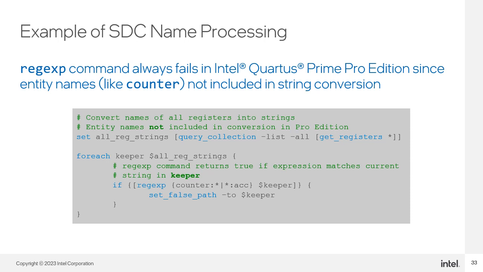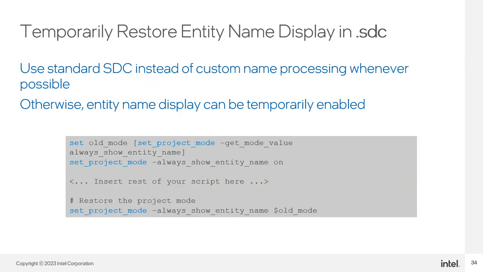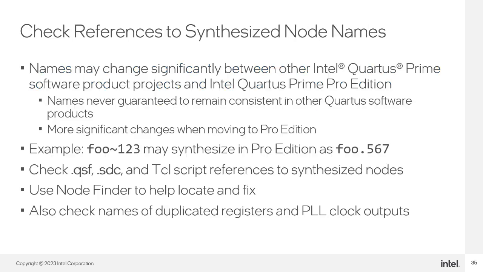Check your scripts and SDC files to make sure that they correctly handle these types of conversions. In general, try to use standard SDC instead of custom name processing. If this is not possible, you can temporarily re-enable the inclusion of entity names in strings using the code shown here. Wrap these commands around your script to switch to the old mode, and then switch back.